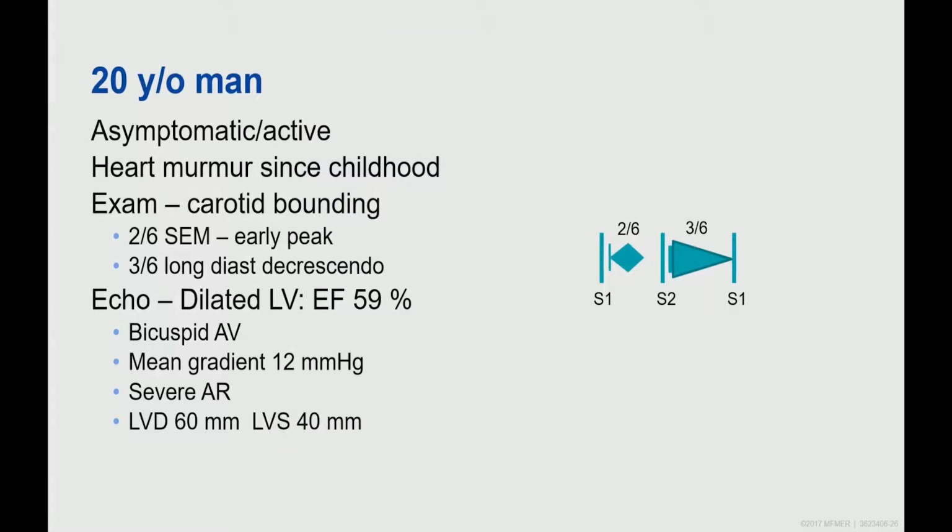Let's move on to this next case. We're going to switch valves again. So here's a 20-year-old asymptomatic male, heart murmur since childhood, bounding carotids, a 2/6 systolic ejection murmur, a long diastolic decrescendo murmur. He's got a dilated LV. His EF is 59%, bicuspid aortic valve, mean systolic gradient of 12, severe AR, and then, again, dilated numbers, and blood pressure systolic 40 and diastolic of 60. What will we do to this gentleman?